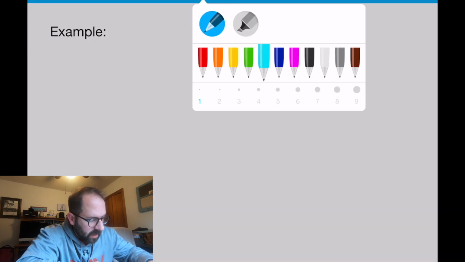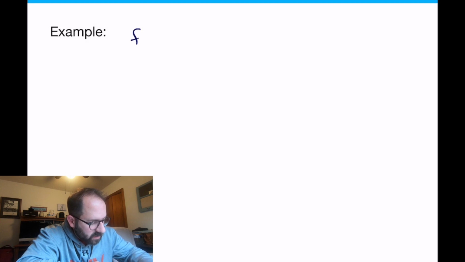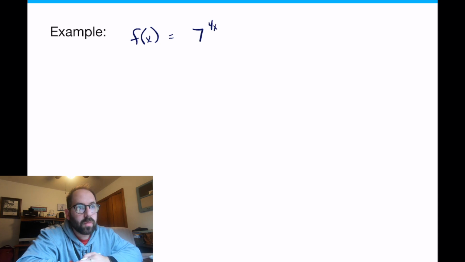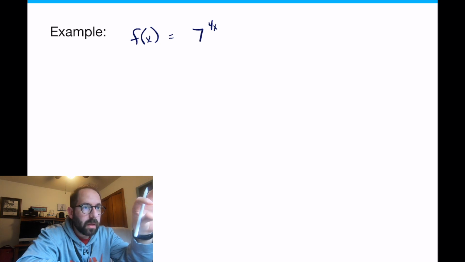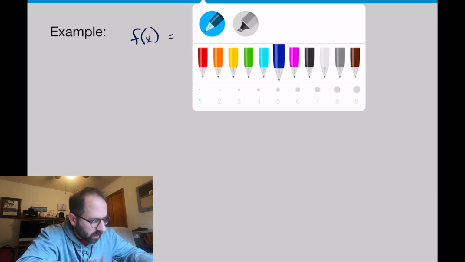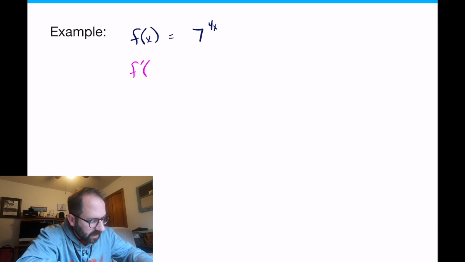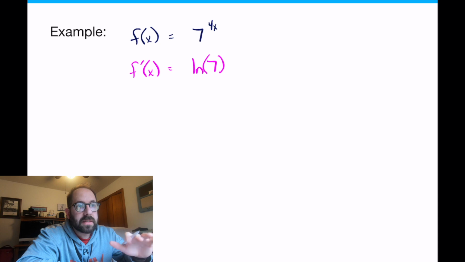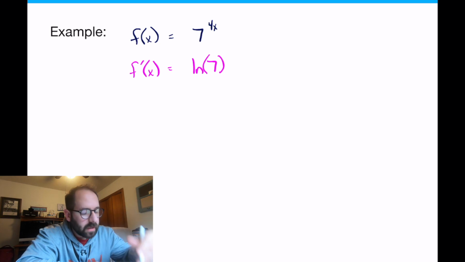Okay, next one that we have: f of x equals 7 to the 4x. Really similar to the last one. Since it's a number to a power, this is an exponential. It's not just the natural number, it's an exponential. So how do you take the derivative of this? Natural log. Yeah, it's the natural log of the base number. So it's not the full power, it's just whatever the base number is. Then you multiply it by itself.